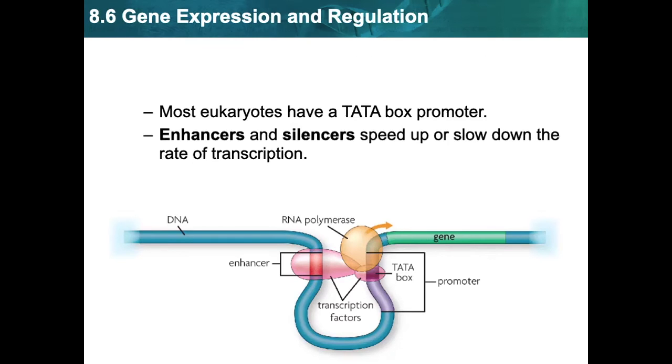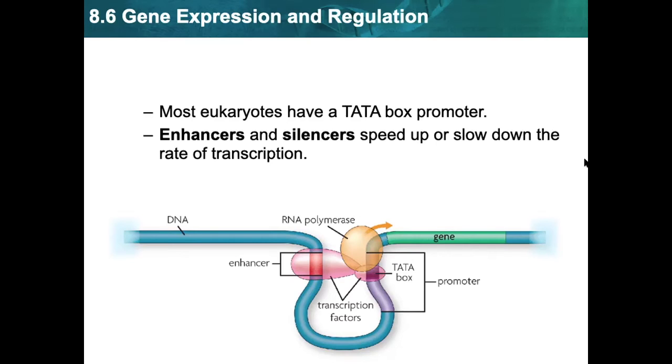Okay, so most eukaryotes have a TATA box promoter, which again is just a 7-nucleotide sequence where it's TAT and then 4 A's after it. And that's just a start signal for transcription. And then there are enhancers, which are proteins. You can see it right here, an enhancer. It links up with different parts of the DNA strand, and that helps the RNA polymerase know where to start, and it pulls it along. It makes it go faster.